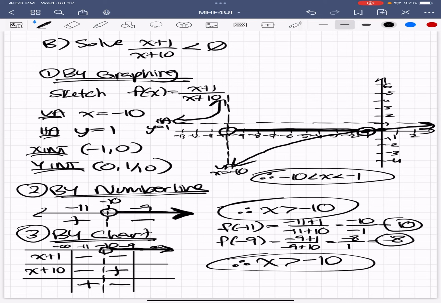So we solved 2 inequalities with all 3 types of ways to solve them. So I hope that you understand how to solve by graphing, by number line, and by chart. And I hope that it was very thorough for you. So thank you very much and have a great day.